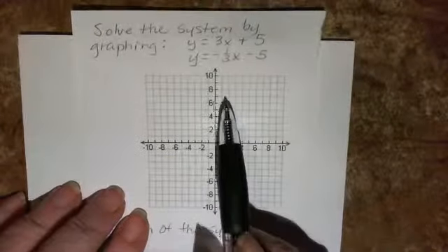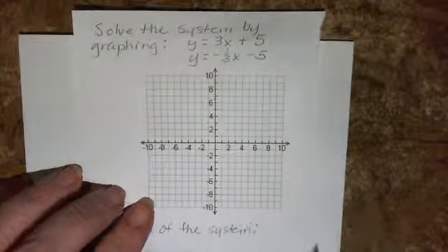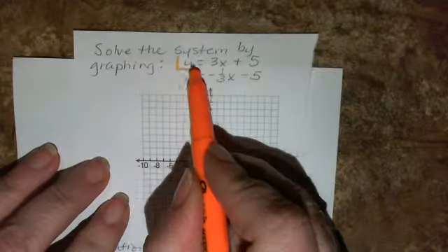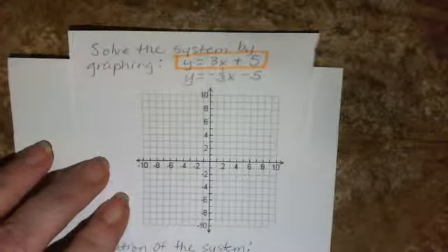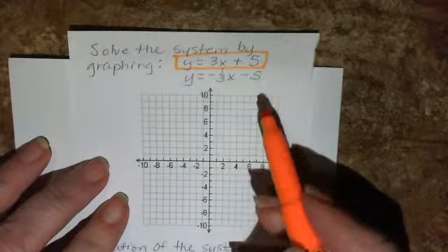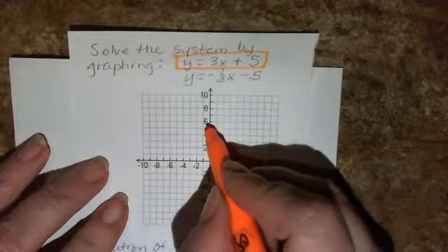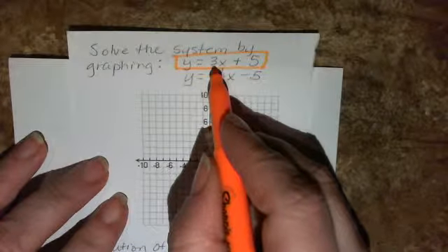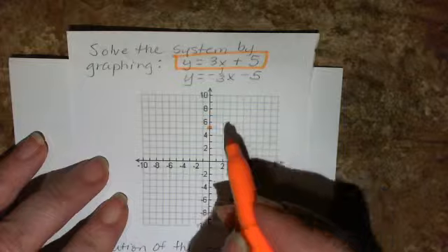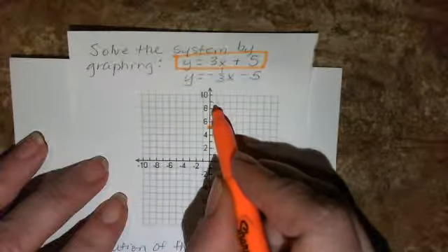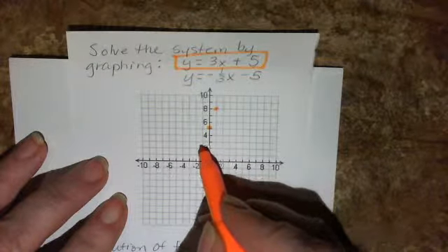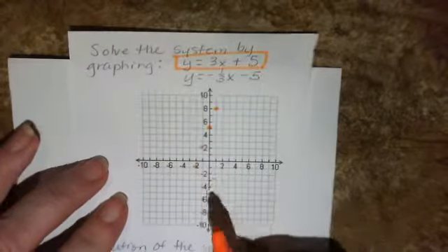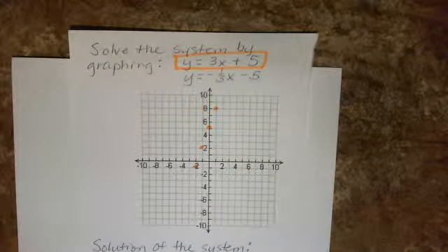Alright, so these are in a form where they'll be pretty easy to graph, so let's use two different colors here to help distinguish. So let's graph this one here. y = 3x + 5. We can see the y-intercept is 5, and the slope is positive 3, so that's rise 3, run 1. And if we need to go backwards, we can do that as well. Okay, so let's connect those.